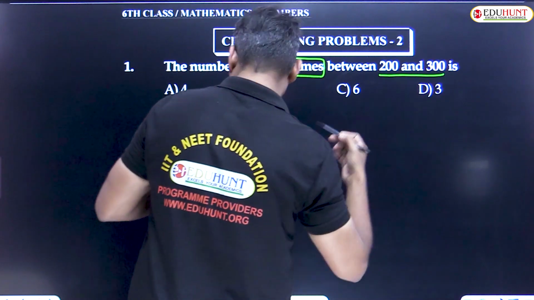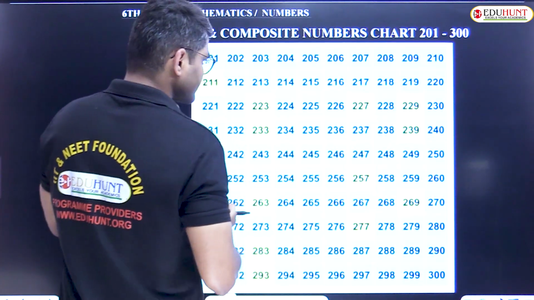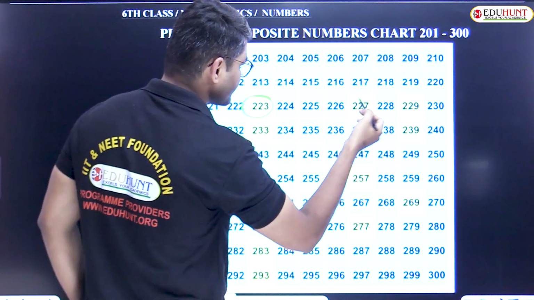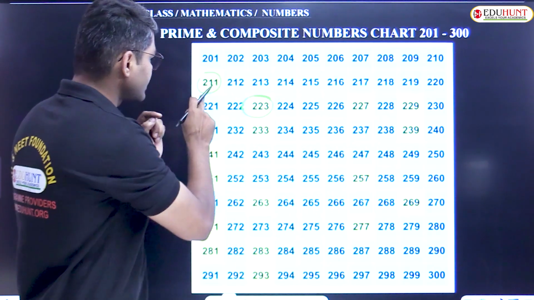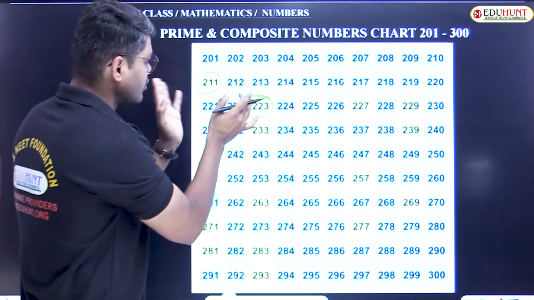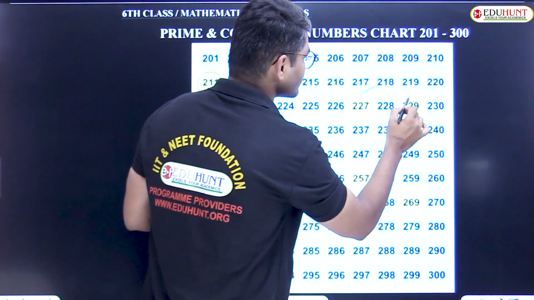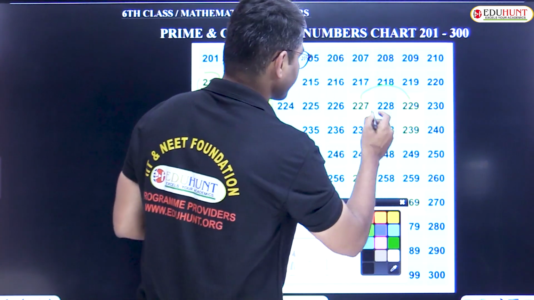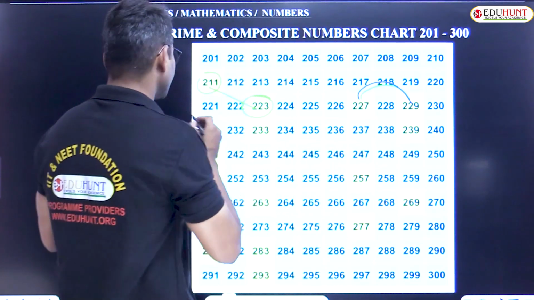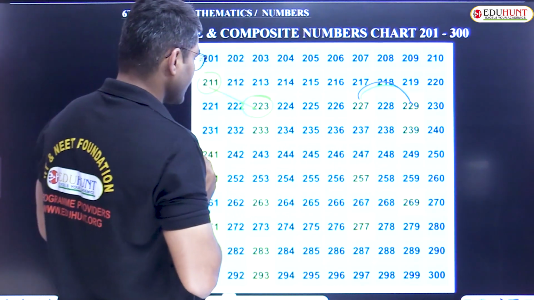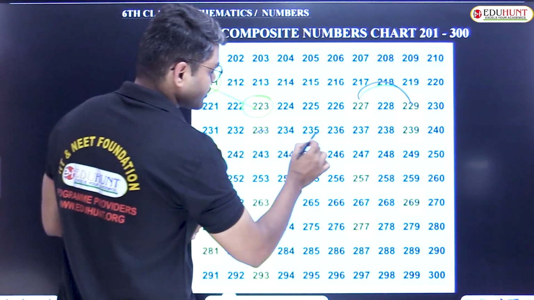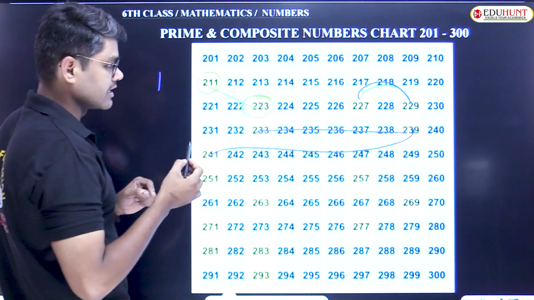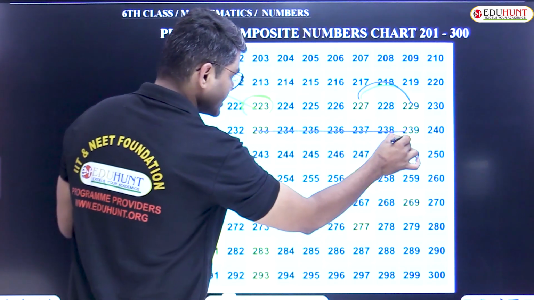Between 200 and 300, if we take this table, these are prime numbers. The difference must be 2. Here the difference is not 2, it is more than 2. And if I take these two numbers, I will get a difference of 2. So that is 1 I can write, and here the difference is more than 2, and here the difference is only 1.